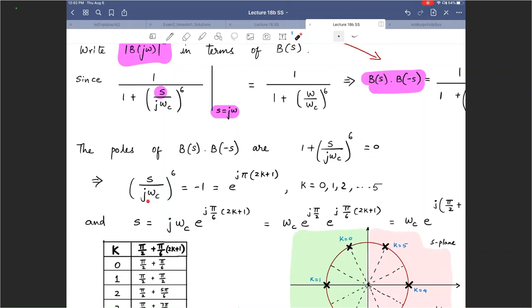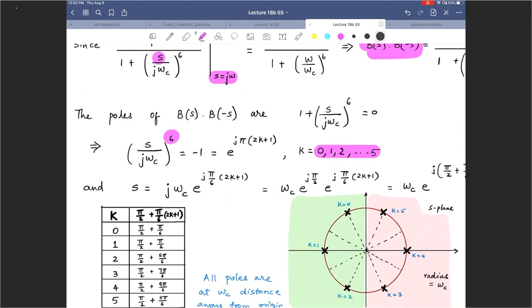Rearrange: s divided by j omega c raised to 6 equals -1. Minus 1 can be written as e raised to j pi multiplied by an odd multiple. So as k goes from 0, 1, 2, 3, 4, 5, you get an odd multiple of pi here. Cosine of pi times (2k plus 1) plus j sine of pi times (2k plus 1) is going to evaluate to minus 1. Why only 6 terms here? Because there's power 6, so there are only going to be 6 poles.